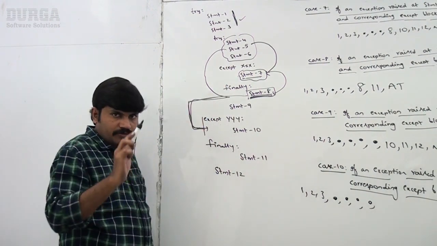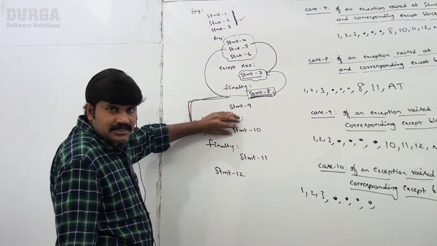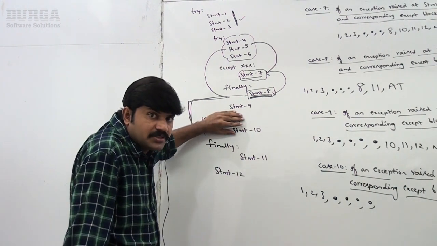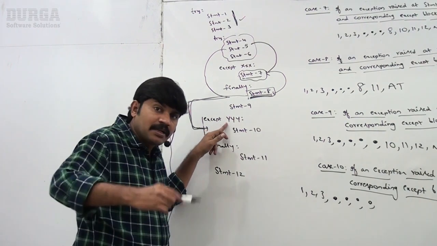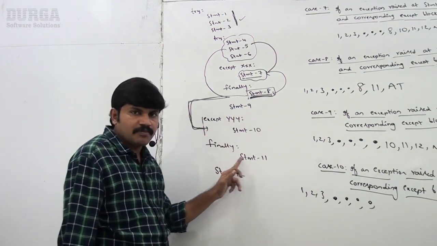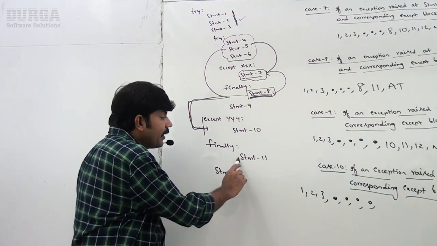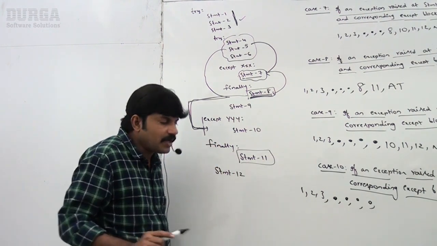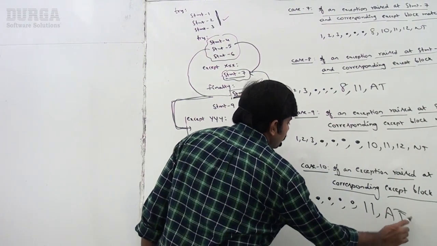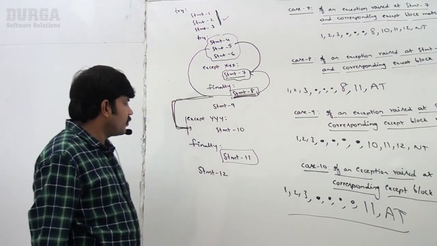Immediately, the Python virtual machine will go for the corresponding except block. But this except block is not matched. If it is not matched, it is always abnormal termination. But before abnormal termination, only this finally block will be executed, 11, followed by abnormal termination. Are you in a position to understand, right?